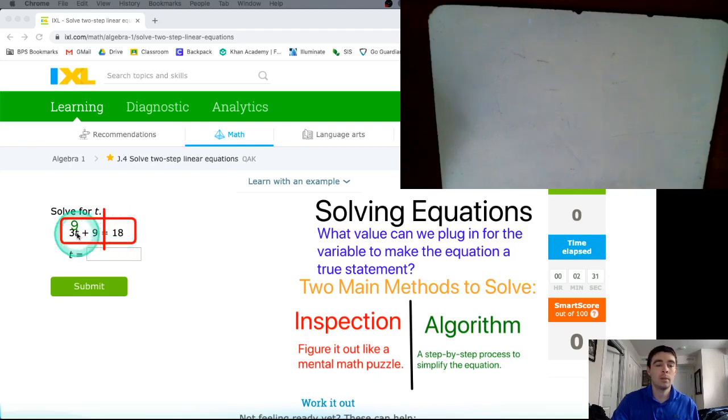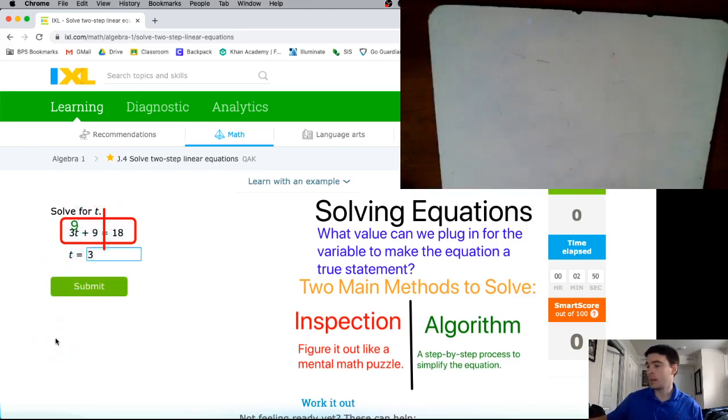So I know what number times 3 would produce that 9 that I need here. I know 3 times 3 would give me that. So if I'm thinking through this with inspection, I know 3 times 3 would give me 9, and 9 plus 9 would give me 18. So the answer, the solution, is t equals 3.